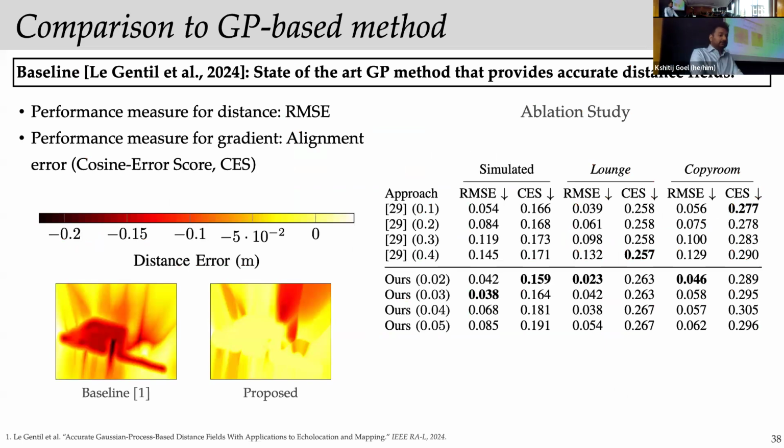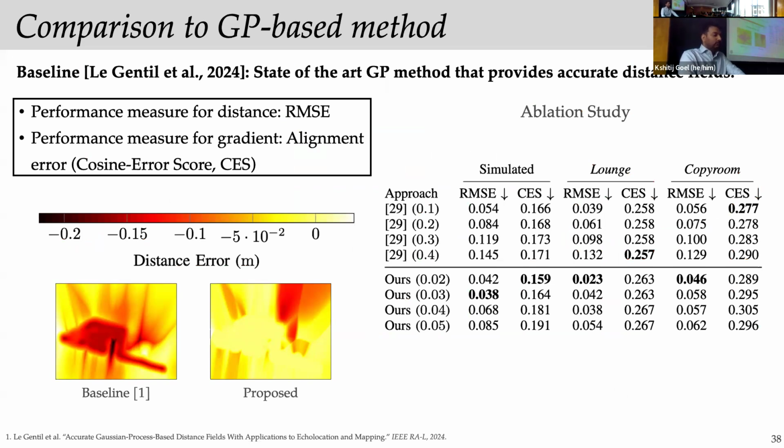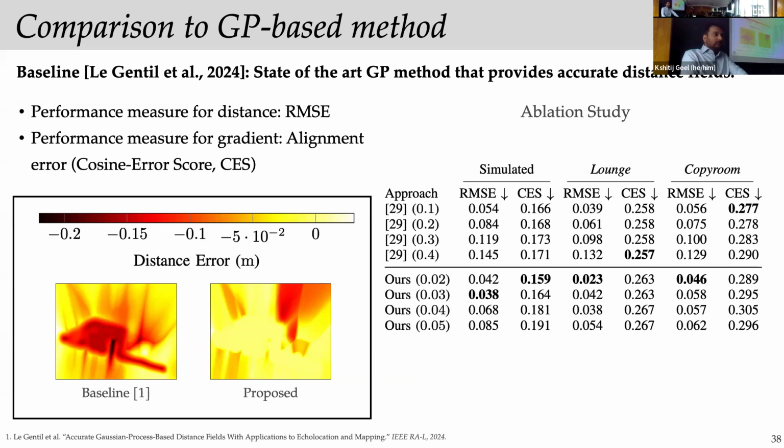Additionally, we do an accuracy comparison with a state-of-the-art Gaussian process-based method that provides accurate continuous space distance fields. This method is chosen as a baseline due to its superior performance over other implicit methods and grid-based methods like Voxblox. The performance measure for distance field is the root mean square error between the ground truth and predicted distance values. While for the gradient, it is the error in alignment of gradient vectors, also known as cosine error squared. Here's a visual comparison of the error in distance field. The error is higher in the regions that are shown in red compared to yellow. On the left, we observe that in the baseline approach, we incur a higher error compared to the proposed approach on the right.